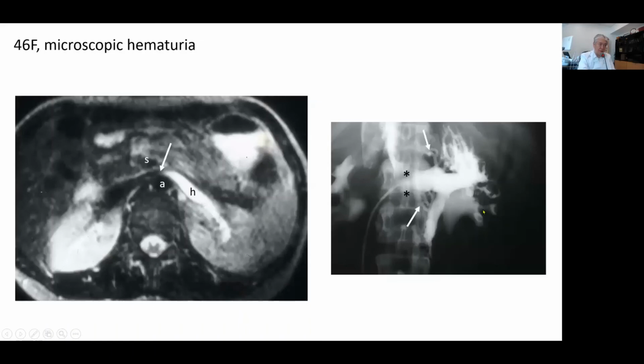This is an example. A 46-year-old woman with microscopic hematuria, and T2-weighted MRI shows high signal intensity in the hilar left renal vein up to the narrow aortomesenteric portion. And this is her venogram showing the compressed aortomesenteric left renal vein and the paravertebral collateral vessels.